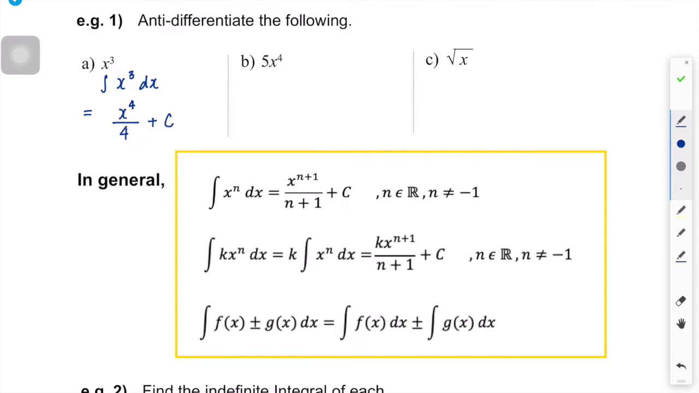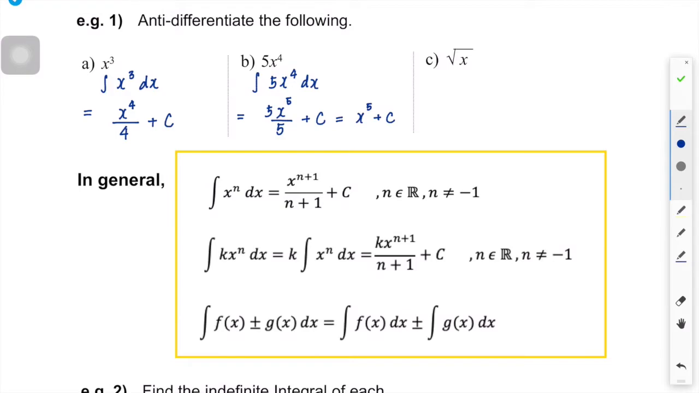B. Antidifferentiate 5x to the power of 4. We can use the integral symbol of 5x to the power of 4 dx. Start with x to the power of 4. When we take the antiderivative, the exponent goes up by 1, and then we divide by the same exponent, which is 5. But my original question actually had a 5 in it. And then plus c. You can simplify the 5s and get x to the power of 5 plus c as a result.